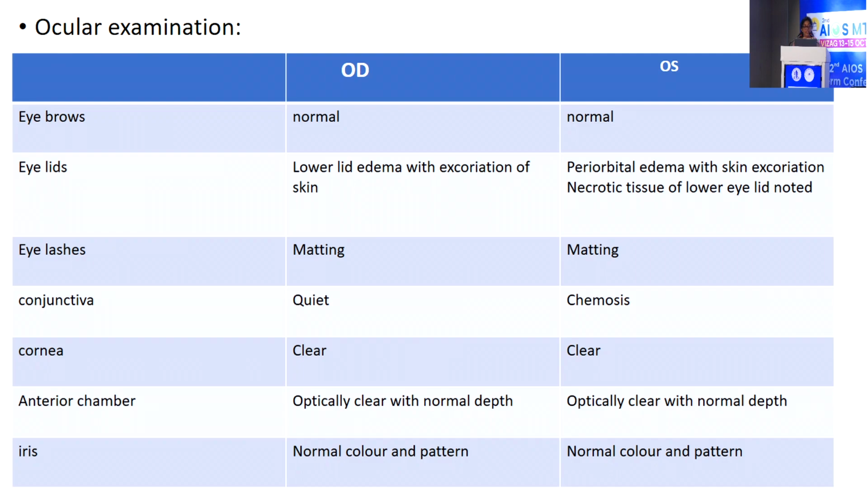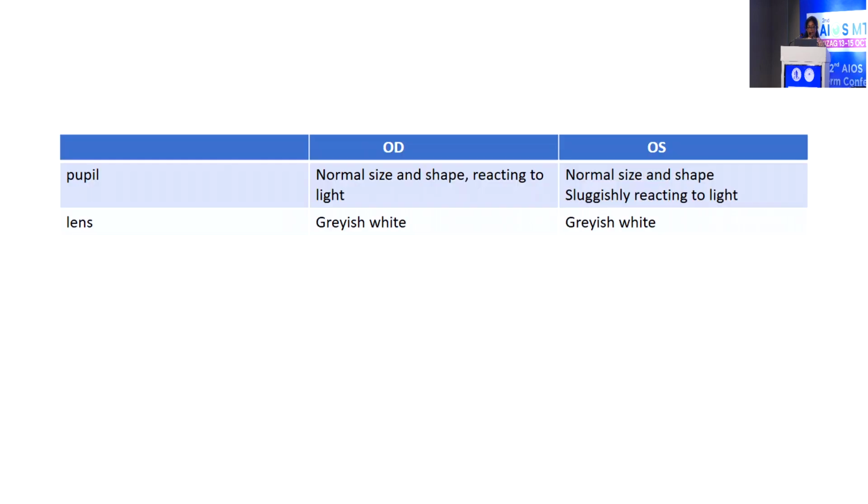Coming to ocular examination, in the right eye the eyebrows are normal, with lower lid edema with excoriation of the skin and matting of the eyelashes. The conjunctiva is white with clear cornea, and the anterior chamber is optically clear with normal depth. Iris is normal in color and pattern, the pupil is normal in size and shape and reacting to light, and the lens is greyish white.